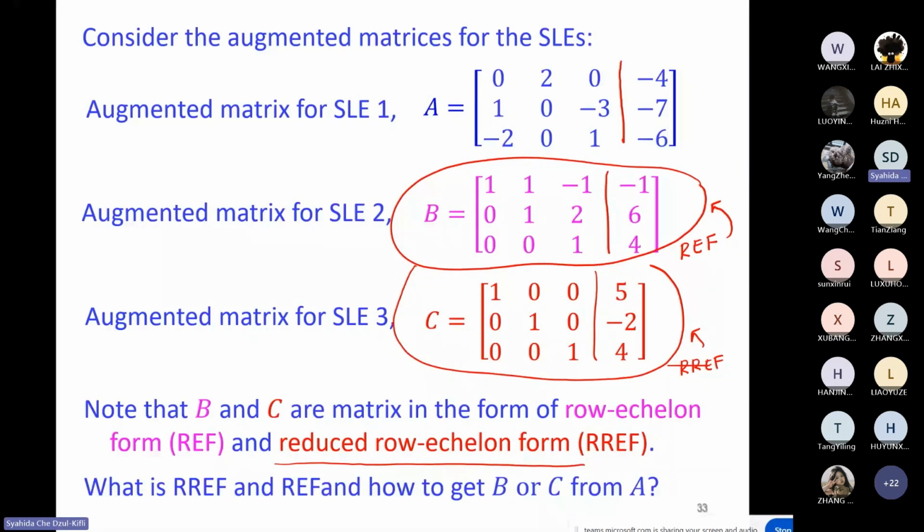Okay, but the question is, what is RREF and REF? What is the form? What kind of matrices are in the form of RREF and REF? That is one question. Another question is how to get matrix B and matrix C from A. So we have two questions.